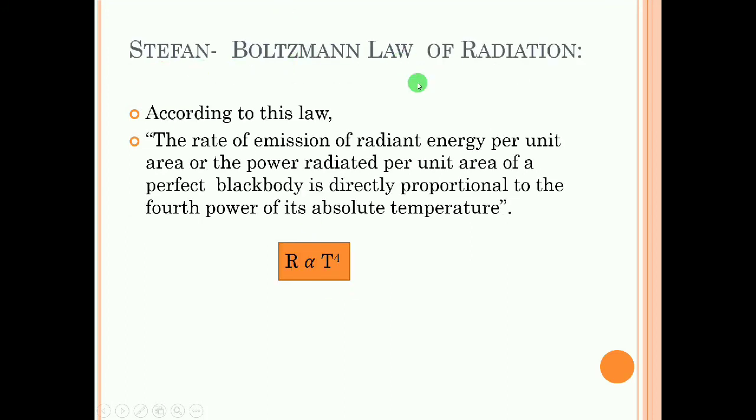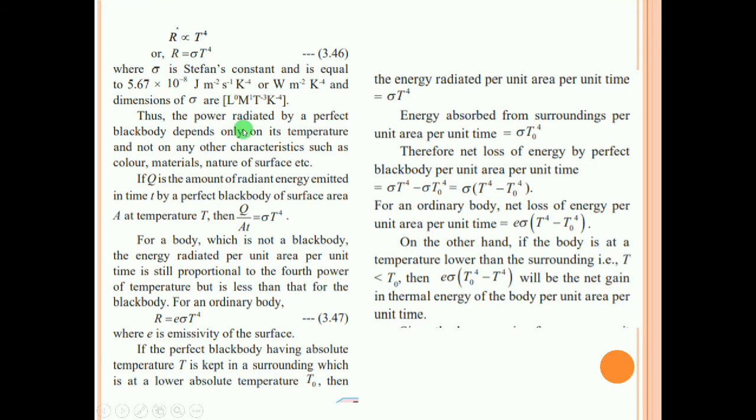Next is Stefan-Boltzmann law of radiation. So what is given in the statement? The rate of emission of radiant energy per unit area, or you can write it as the power radiated per unit area of a black body, is directly proportional to the fourth power of absolute temperature. So R is proportional to T raised to 4 here.